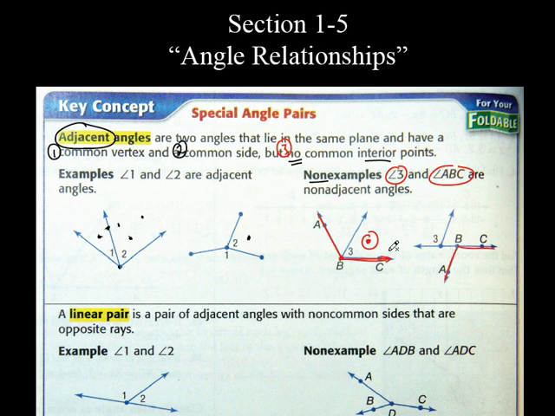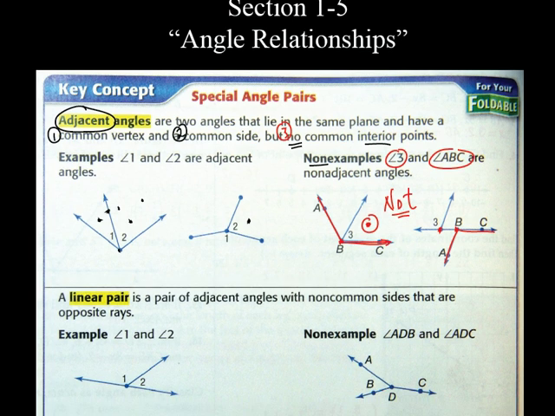Are they adjacent angles? Well, let's go through the list. Do they have a common vertex? Well, the vertex of angle ABC is right here. The vertex of angle 3 is right here. So right away, I can say that they are not adjacent angles. Now, they don't have any common interior points, but they also don't have a common side. Angle 3 has these 2. Angle ABC has these 2. They're not common sides. So 2 of these things don't work. One of them does, but if just one of them doesn't work, they're not adjacent angles. Hope that makes sense to you.